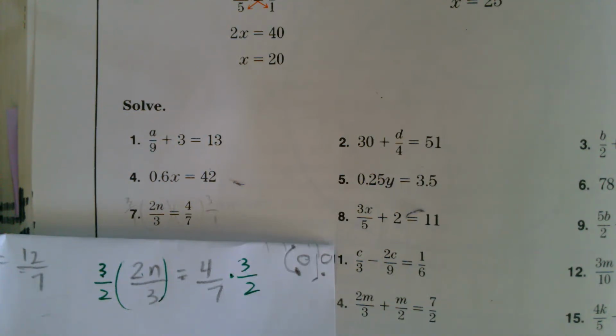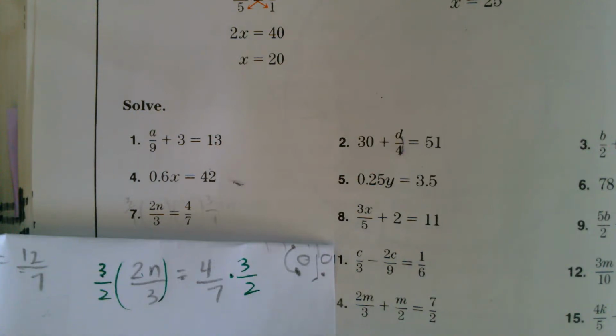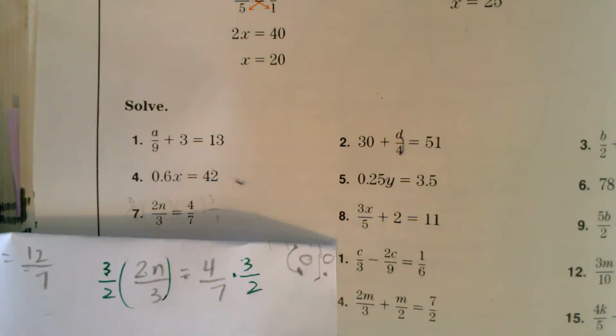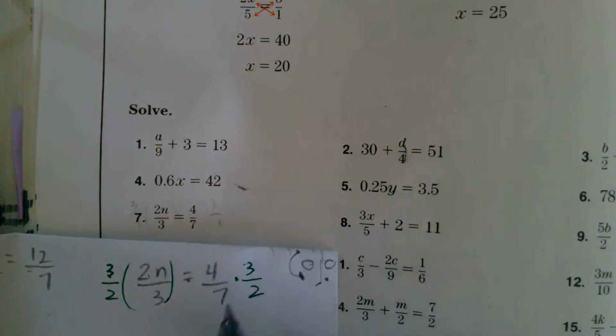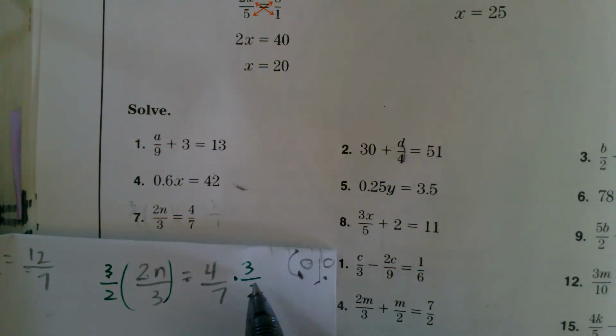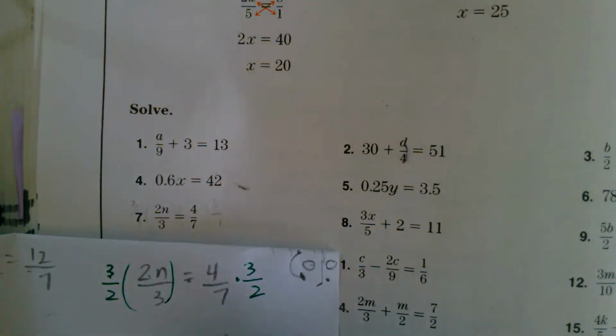So multiply by the reciprocal, 3 over 2. This will be like 2 because 3 times 2 is 6. And 2 times 3 is 6. And 4 times 3 is 12. 7 times 2 is 14. And we have to reduce that.